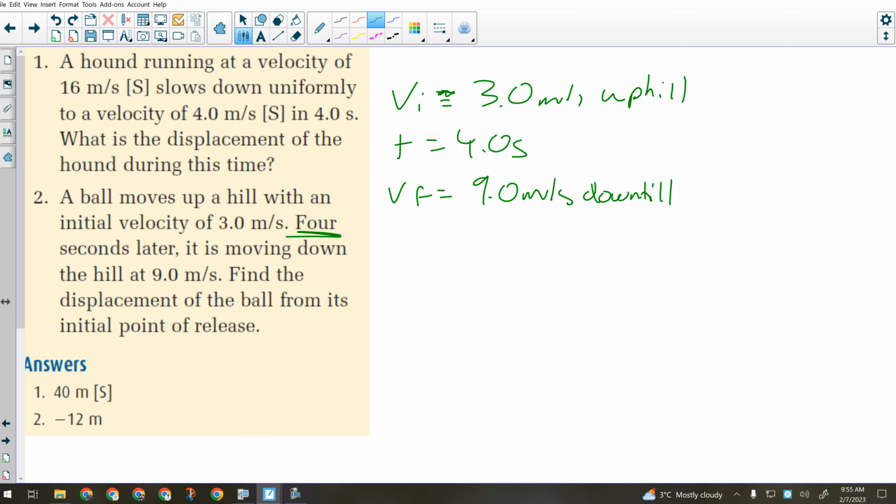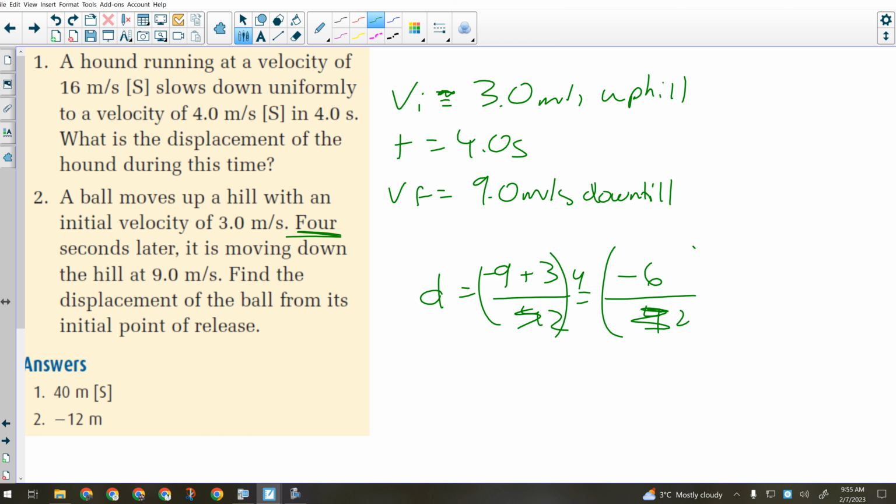Positive and negative. So when I do this, I'm going to have negative 9 plus 3 over 4. Okay? So negative 9 plus 3 is going to be negative 6. Divided by 2, times the time, which was 4 seconds. So negative 6 over 2 is negative 3 times 4 seconds.